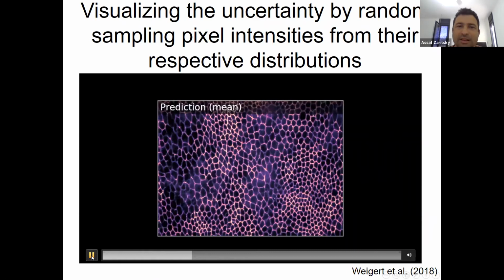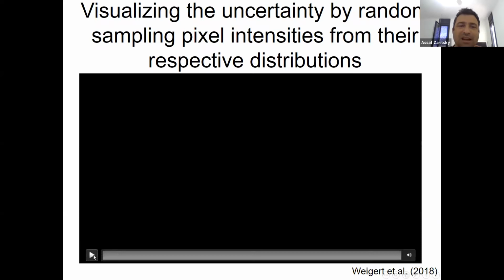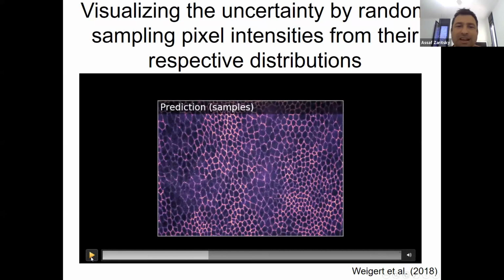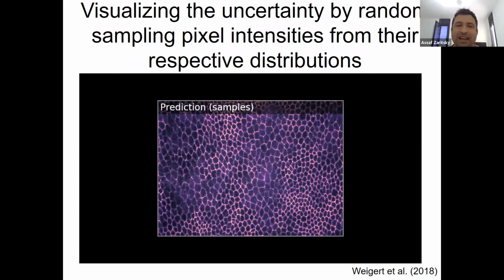The mean is a pretty nice and clean image. And when you want to see where the model is uncertain, you can sample from the distribution. It looks like a video, like images over time, like a time lapse. And you can see that most of the changes happen at the edges.